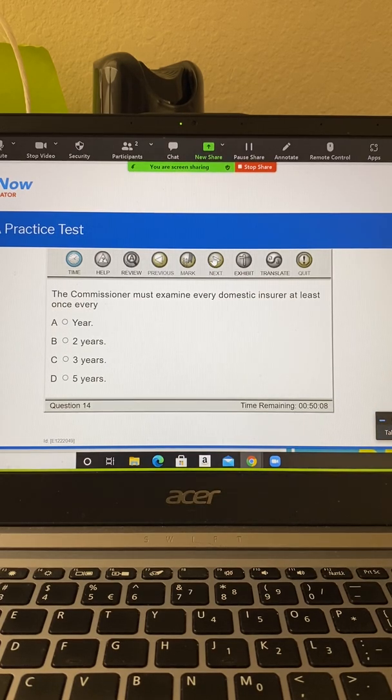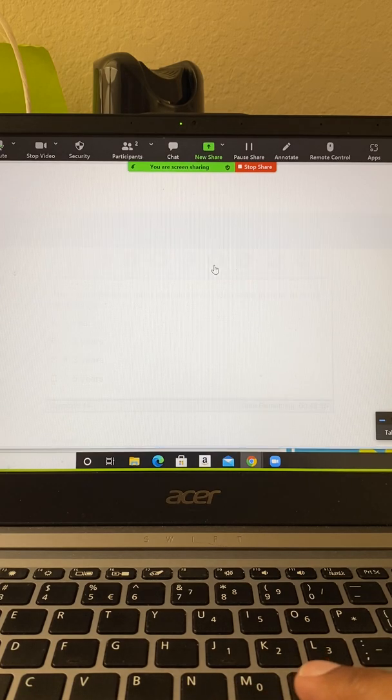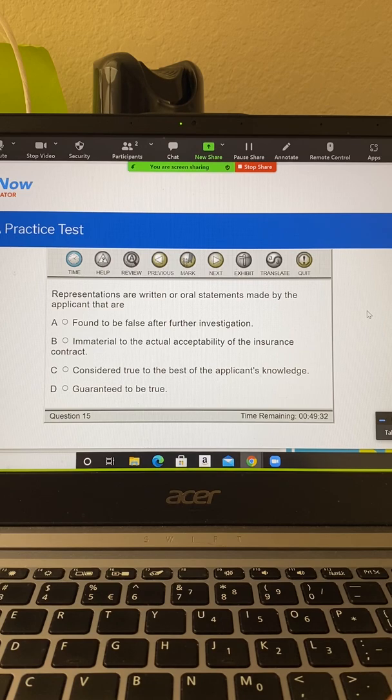All right, read the next one. The commissioner must examine every domestic insurer at least once every, is it two years? I want to say it's 3 years. It's not 2. I think it's 3. Let's go with 3. I don't remember those time periods as well as I understand how the types of policies work. But something like that is pretty cut and dry. Once we get the right answer, we gotta write it down till it sticks.